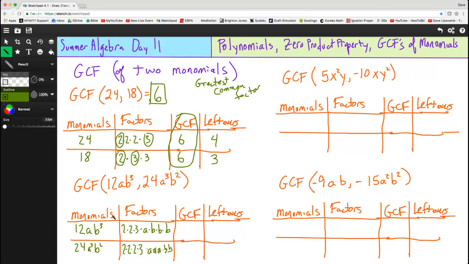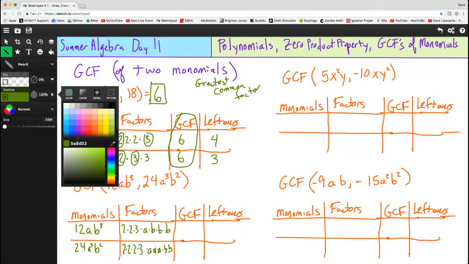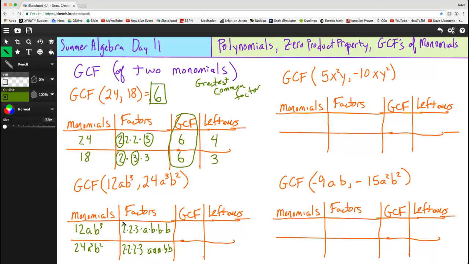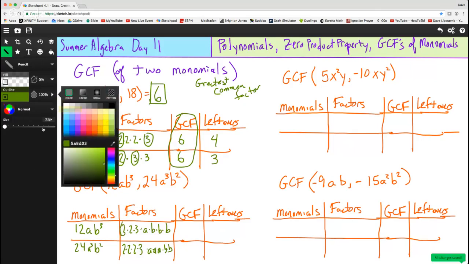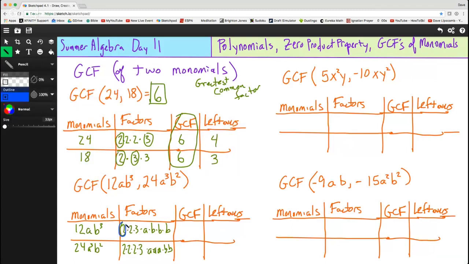So here we have, let me circle this in a different color just so we don't get lost. 2, 2. We only do the same number that matches. 2 and 2. 3 and 3. Then we have 1 A that matches. We only have 1 A. We do the same thing with variables that we do with our other factors. There's 1 A that matches, and then 2 B's that match.